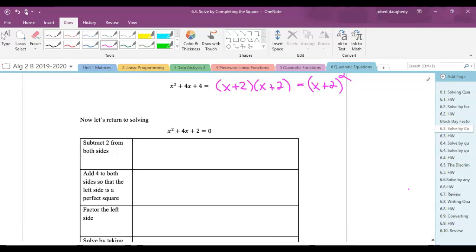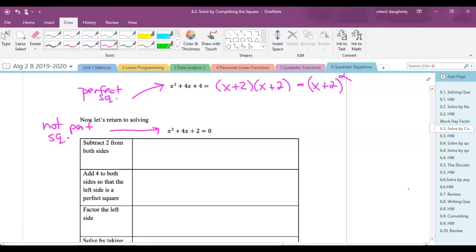Okay? We recognize this is not a perfect square. But this is a perfect square. So I know that that is a perfect square. And then this one right here is not a perfect square. So I got a couple things I can do. How can I make this equation into a perfect square? Okay, I could add 2 to both sides.